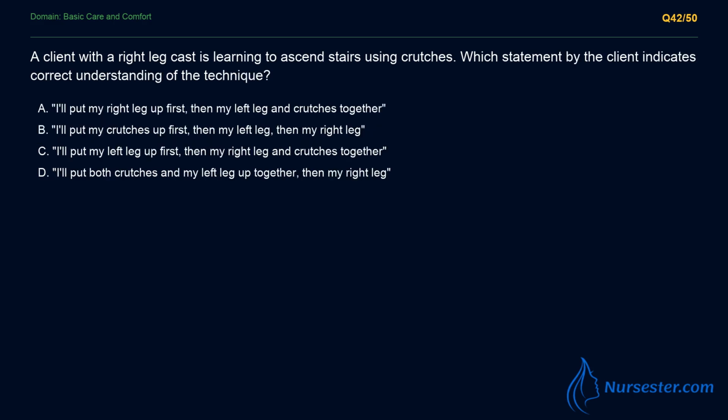Question 42. A client with a right leg cast is learning to ascend stairs using crutches. Which statement by the client indicates correct understanding of the technique? Option A. I'll put my right leg up first, then my left leg and crutches together. Option B. I'll put my crutches up first, then my left leg, then my right leg. Option C. I'll put my left leg up first, then my right leg and crutches together. Option D. I'll put both crutches and my left leg up together, then my right leg.